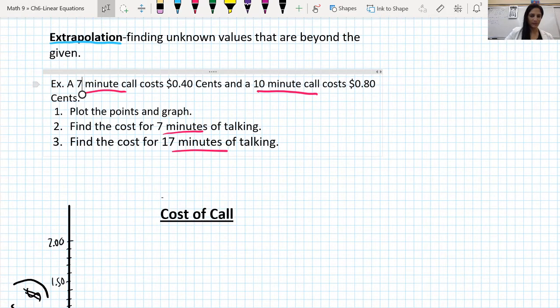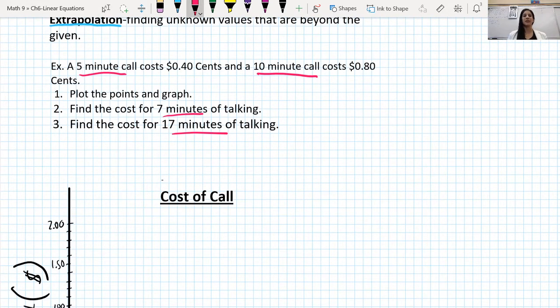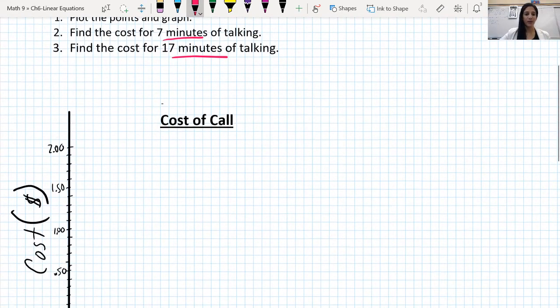Sorry, this one should be 5 minutes. A 5-minute call costs 40 cents. So if we're looking for 7 minutes and 17 minutes, that means I probably want to make sure that my graph grows up to about 20 minutes of talking. So I know that on my x-axis, I want to go up to 20. So maybe going up by 1 is a reasonable amount or value to choose for each individual box or grid.